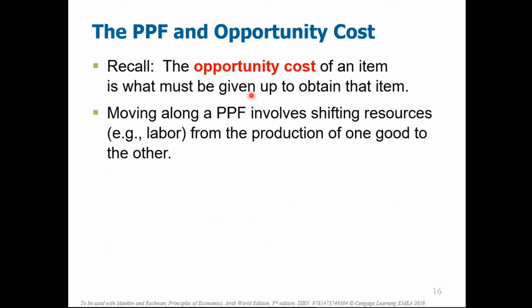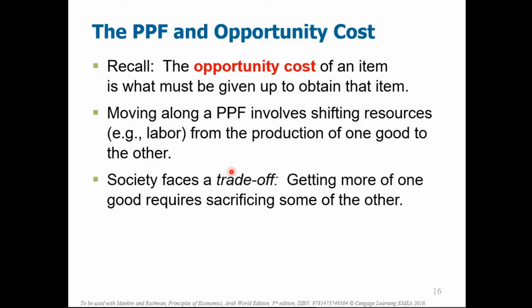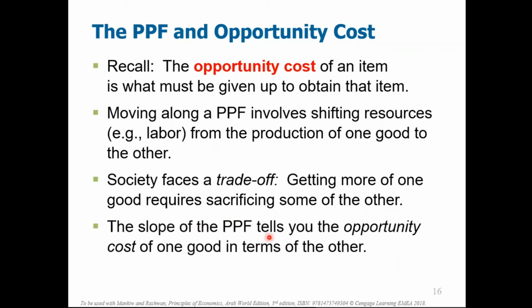It's what you give up. So moving along a PPF involves shifting resources such as labor from the production of one good to the other. And this is the principle that we talked about earlier. Society faces a trade-off. What do you mean by trade-off? Getting more of one good, such as computers, requires sacrificing or decreasing the production of wheat, for example. So getting more of one good requires sacrificing some of the other. The slope of the PPF tells you the opportunity cost of one good in terms of the other.